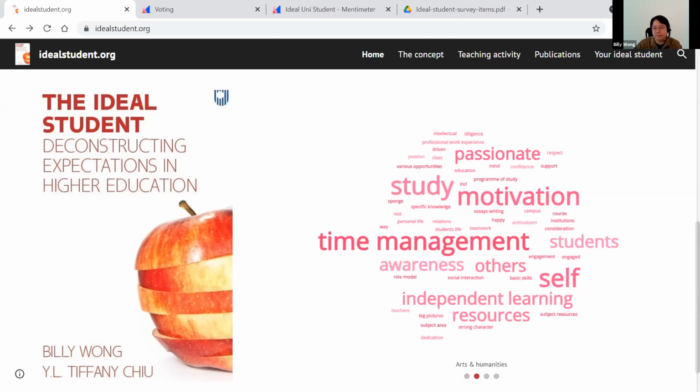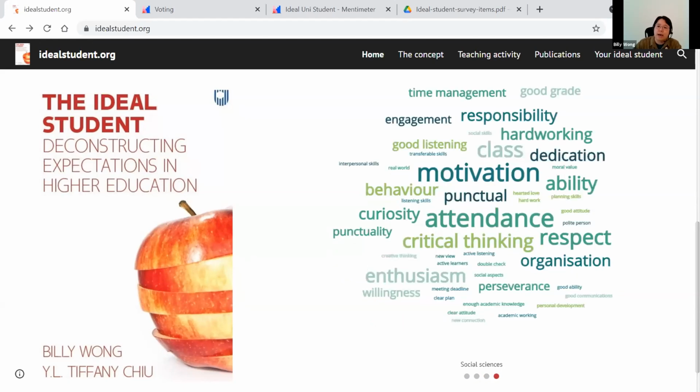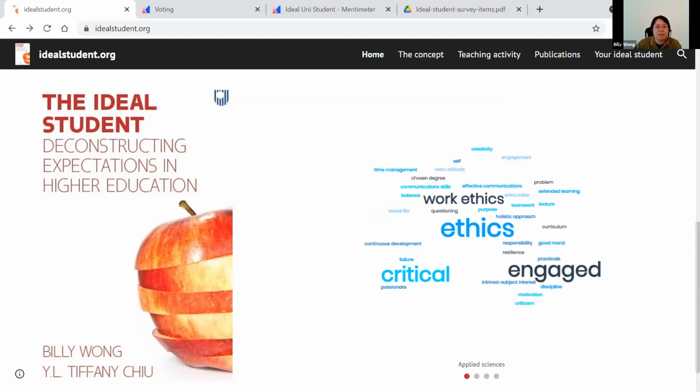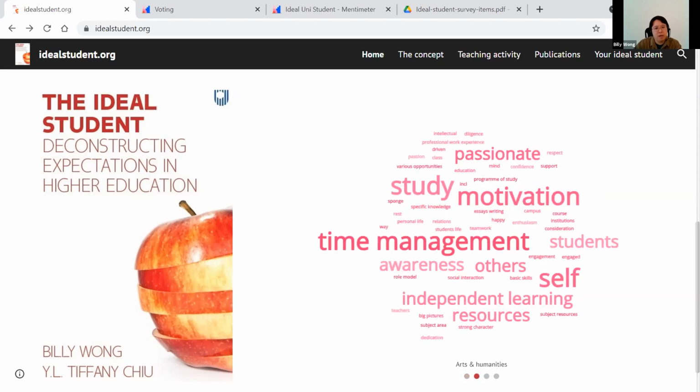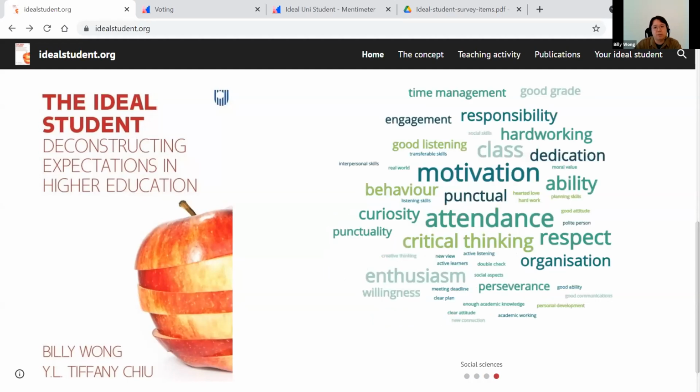The beginnings of the ideal student research started back in 2014, when I was completing a program that allowed me to gain fellowship of the Higher Education Academy. I designed a small-scale teaching-related project, just trying to understand how similar or different staff and students are in relation to what they ideally expect from an undergraduate student. That was probably the first time I used the term ideal student as a concept to start thinking about these desirable expectations.